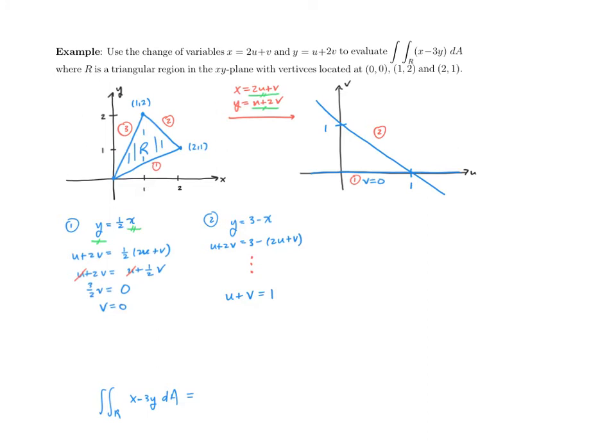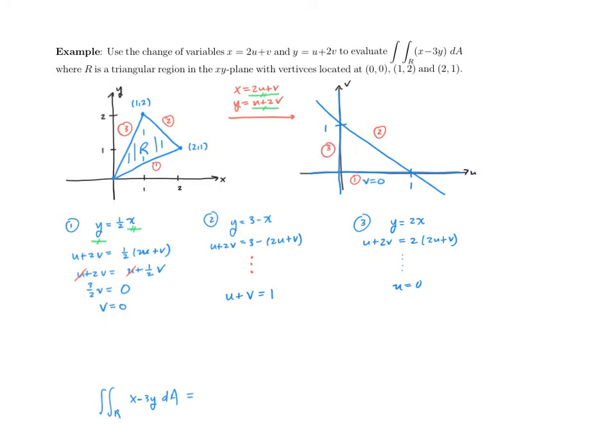And then our third side is made up of a portion of a line segment going through the origin with slope 2. So y is u plus 2v, x is 2u plus v, and very quickly this simplifies down to u equals 0, which is a vertical line segment in the UV plane.